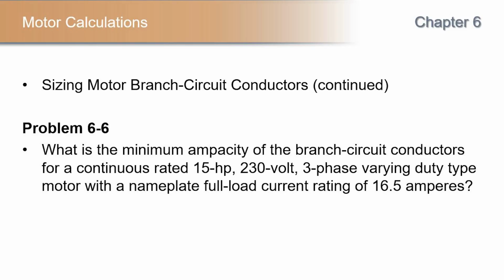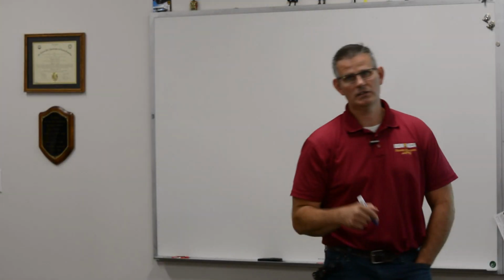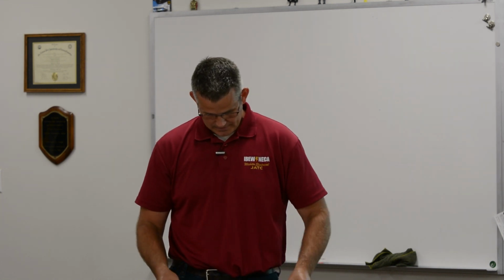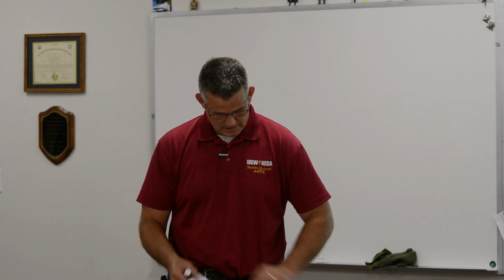Problem 6. What is the minimum ampacity of a branch circuit conductor for continuous rated? So continuous rated motor, but it's used in what? Varying duty application. So it's not used in a continuous duty application. Did we have anything that addressed non-continuous applications? All right. So we're still at 430.22. But the part that we've been using, 430.22 for a single motor, says it's a continuous duty application.